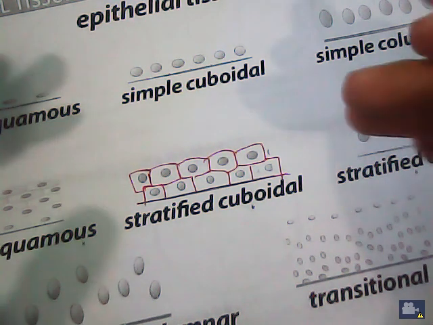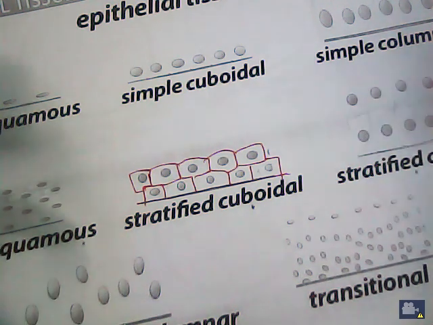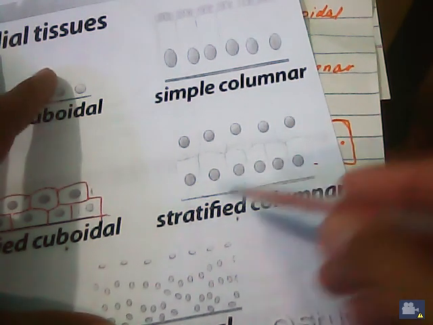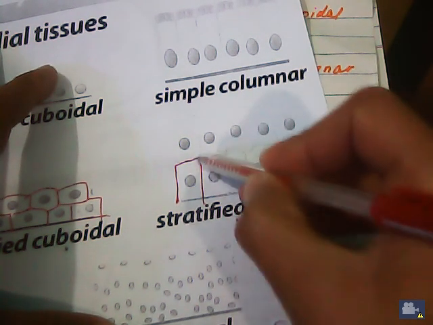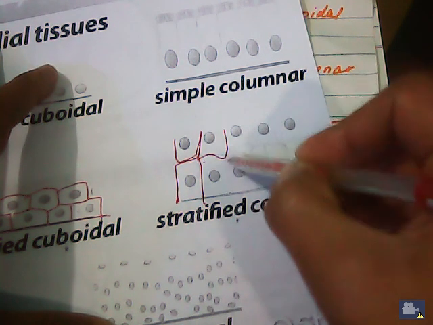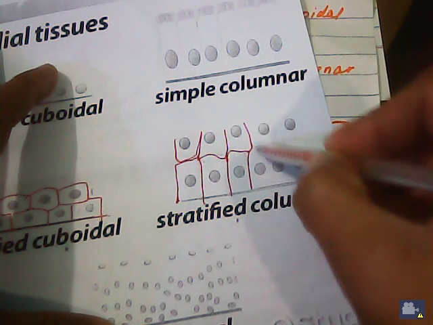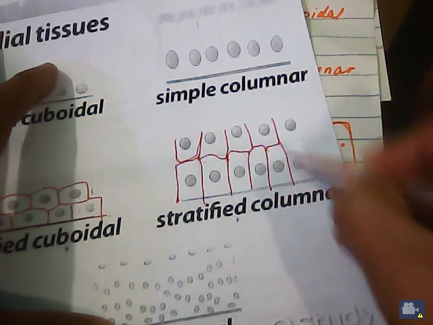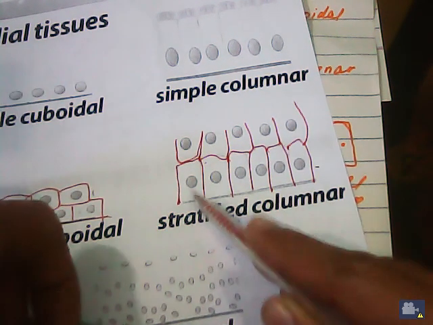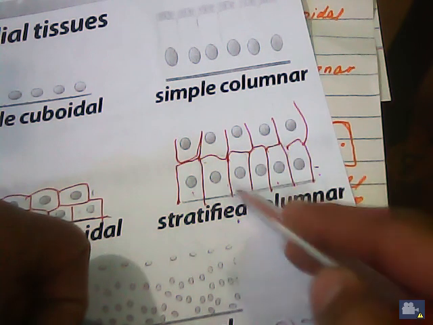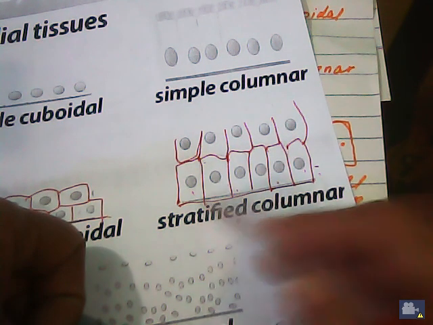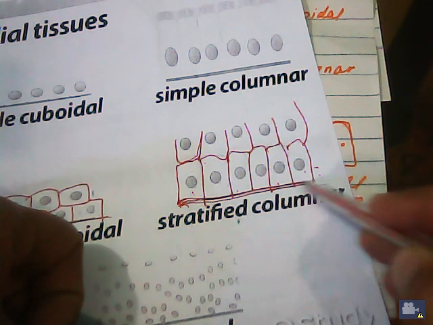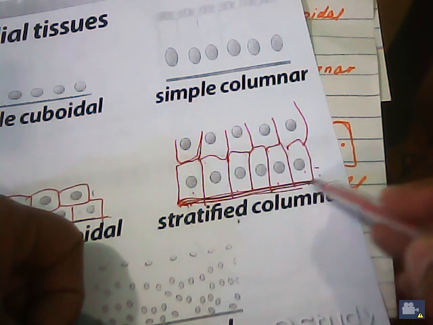So they are arranged above each other like layers, like a combination of cells. This is called stratified cuboidal, and there are stratified columnar tissues. Here you can see there are columns. And in this case, only one layer of the cells is attached with the basement membrane.